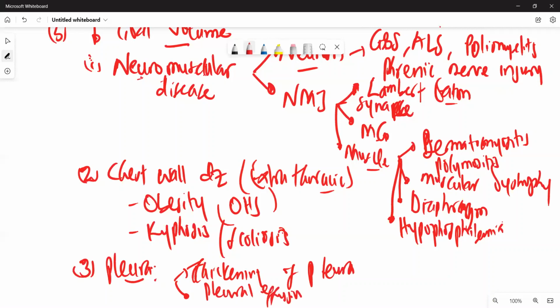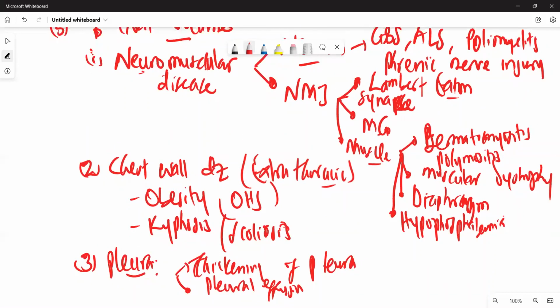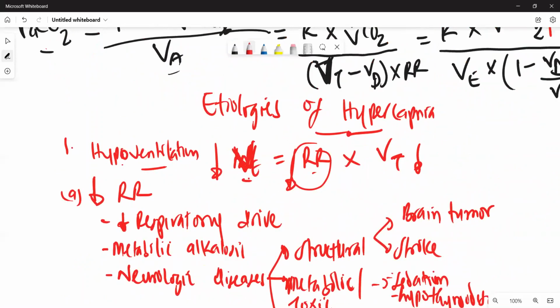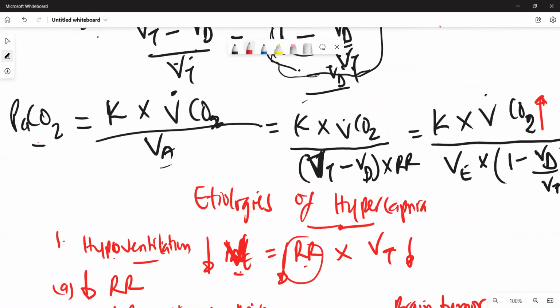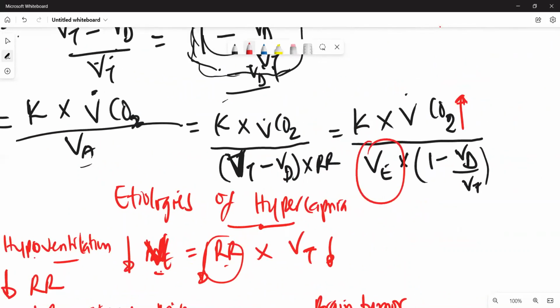So that will limit the expansion of the lung. So we just finished talking about our first cause of hypercapnic respiratory failure, which is hypoventilation, meaning that our ventilation is low, maybe as a result of decreased respiratory rate or decrease in tidal volume, right?